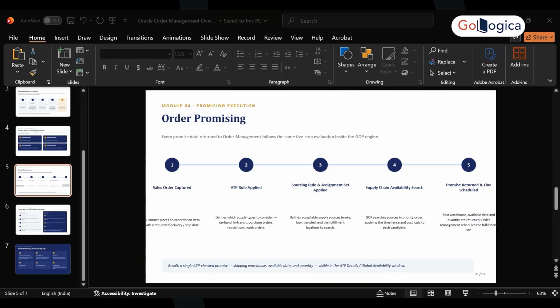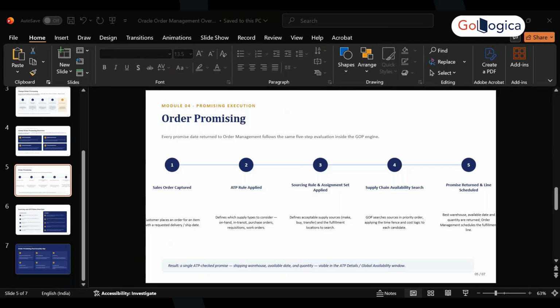If no source can satisfy the requested date, Oracle searches for the earliest possible future dates based on expected supply availability. This intelligent evaluation enables Oracle to provide accurate and achievable delivery commitments. Our next step is promise return and line schedule, in which once Oracle completes the availability search, the Global Order Promising engine returns its final decision to Order Management.